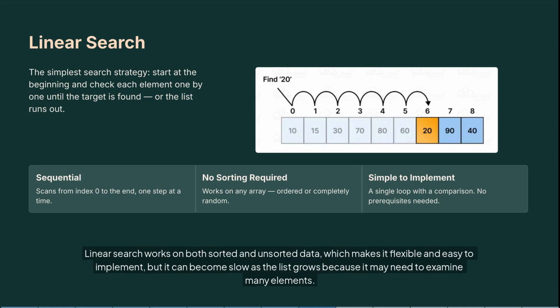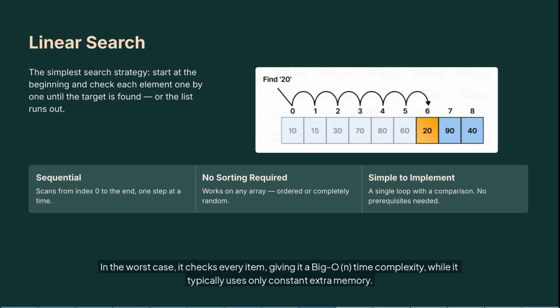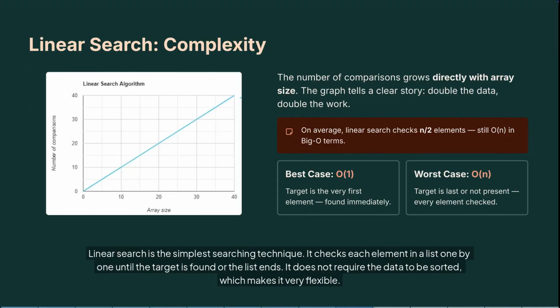Linear search works on both sorted and unsorted data, which makes it flexible and easy to implement, but it can become slow as the list grows because it may need to examine many elements. In the worst case, it checks every item, giving it a big O n time complexity, while it typically uses only constant extra memory.